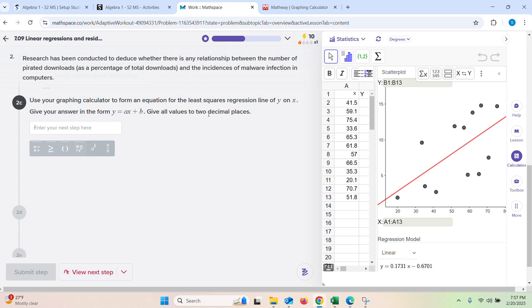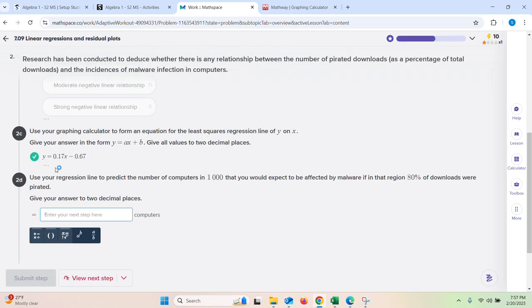Now then, watch out. It only wants 2 decimal places, so use your rounding rules, okay? So it's just going to be 0.17, and this is going to be 0.67. So you're going to type it exactly as it is right here. Y equals 0.17x minus 0.67. And yay, got it.